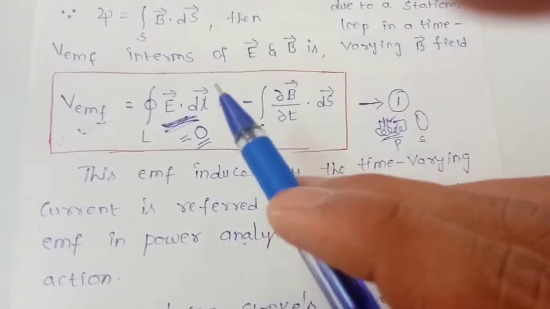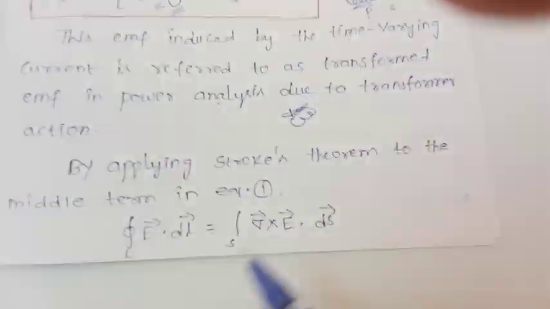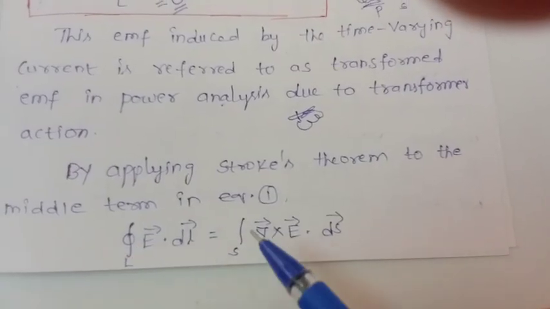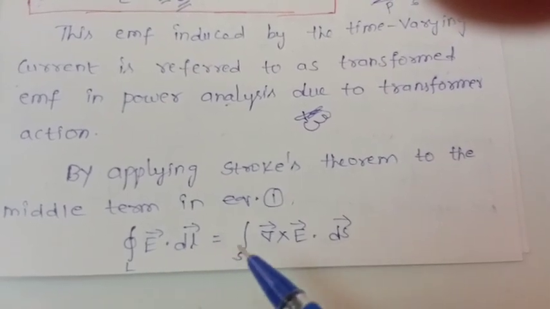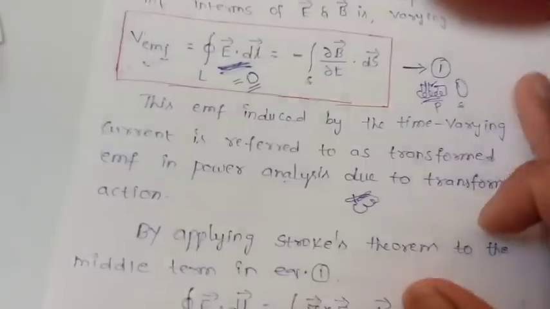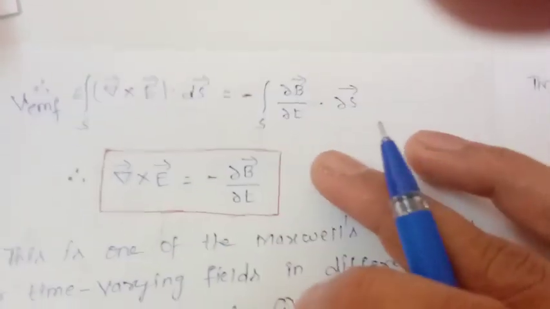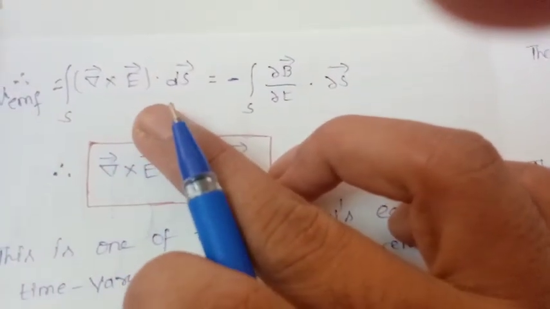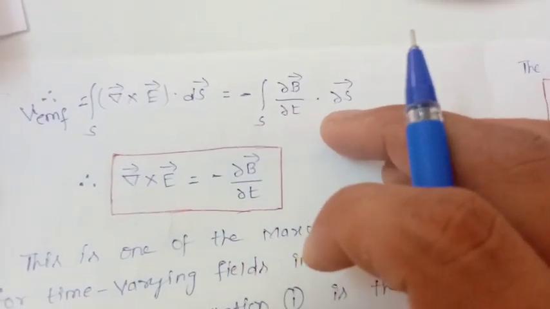By applying the Stokes theorem to the middle term of equation 1, we know that the Stokes theorem says the closed line integral of E bar dot dl bar is equal to the open surface integral of the curl of this electric field. Then expression 1 is written as: the induced EMF is equal to the surface integral of curl of electric field dot ds bar, which is equal to minus the surface integral of dou B bar by dou t dot ds bar.